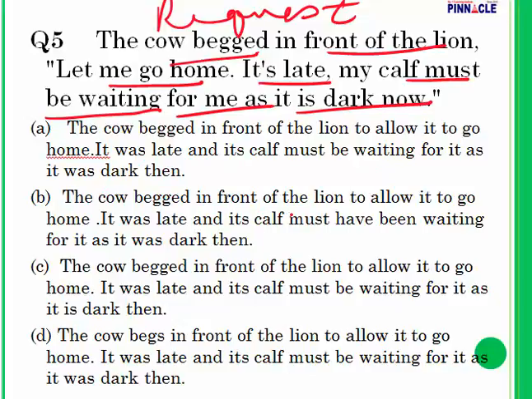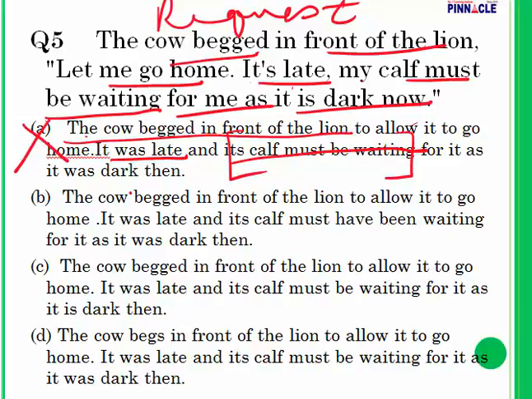Question number 5. In this one, present continuous tense has to be changed to present perfect continuous. Here we see the cow begged in front of the lion. Till here it is fine. In front of the lion to allow it to go home. It was late, the tense has changed. My calf must be waiting, that has been copied as it is. Its calf must be waiting. Here the tense had to be changed. Because the tense is not changed, therefore option A gets eliminated.